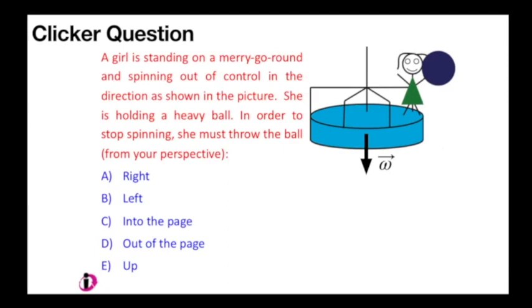All right, another one. This one starts to get a little challenging, well, continues to be challenging spatially. We have a girl on a carousel again, and now it's rotating with this angular speed vector. So she's attached to it, and she's got a heavy ball, and she wants to throw it in a way that will make the whole thing come to a stop. So which way should she throw the ball from this perspective at this time?